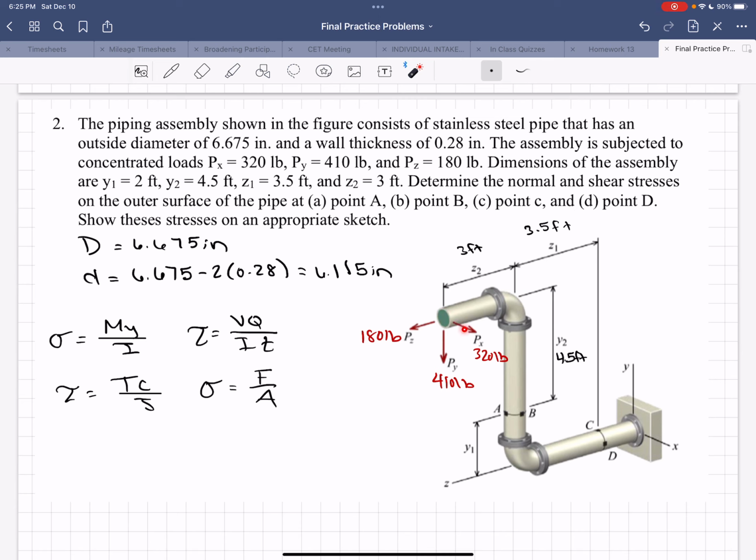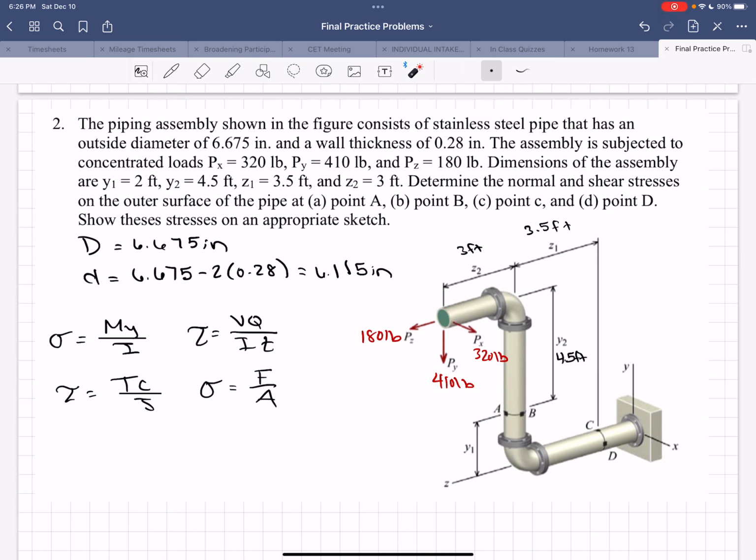It has a PX of 320 pounds, a PY of 410 pounds, and a PZ of 180 pounds. Then I labeled the dimensions. We're supposed to find the normal and shear stresses on the outer surface of the pipe. There are 4 points available, but I'm just going to do A and C, and then I posted the solution for all 4.